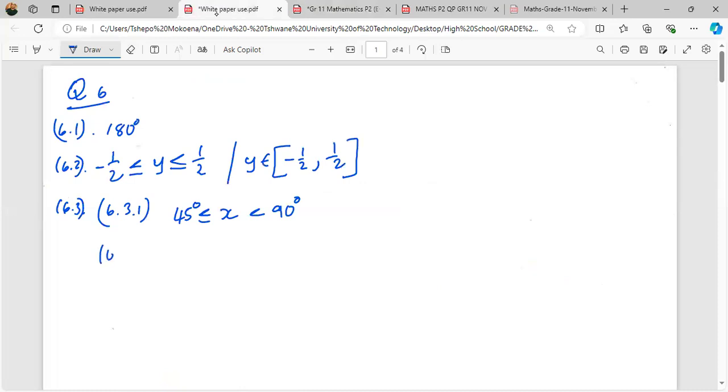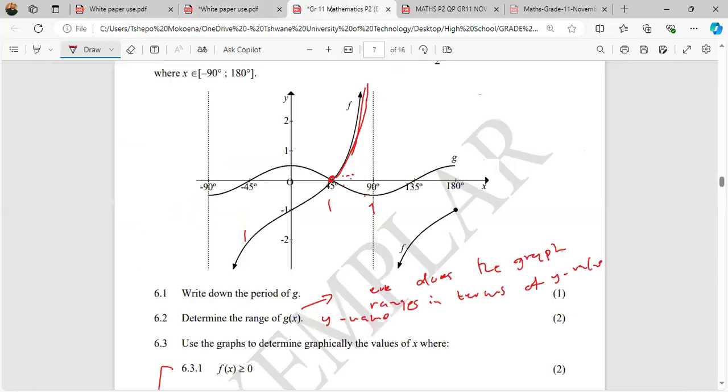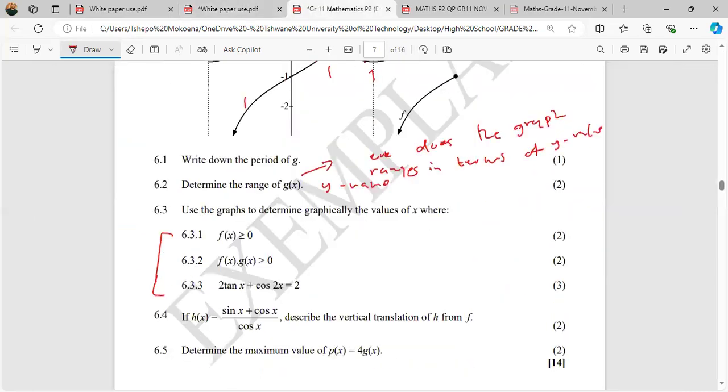And therefore, we move to 6.3.2, whereby it says we want f at x multiplied by g at x is greater than 0. People think this is difficult. It's not.